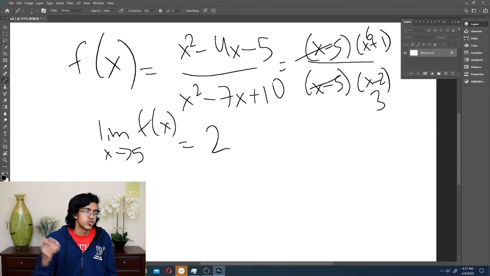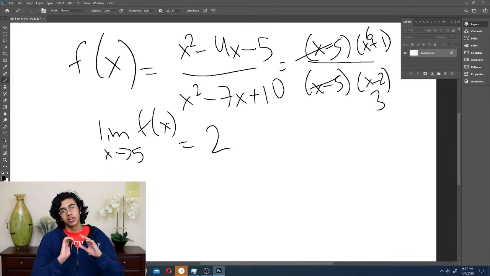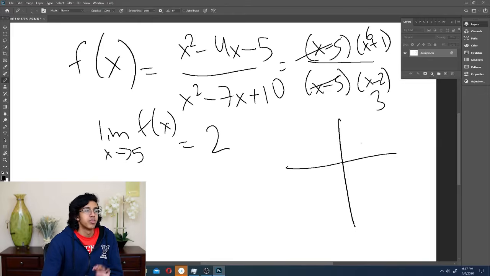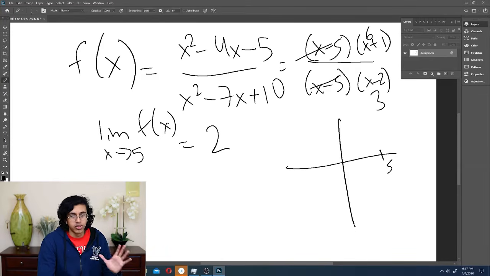So if we wanted to draw the graph of this, which is always a good idea, if the one thing you want to practice for solving limit problems is drawing the graphs, because if you can draw the graphs, you automatically get the limit answers. So basically everywhere other than x equal to 5, let's make sure you mark that out, it's going to be defined. Well, other than x equal to 2.